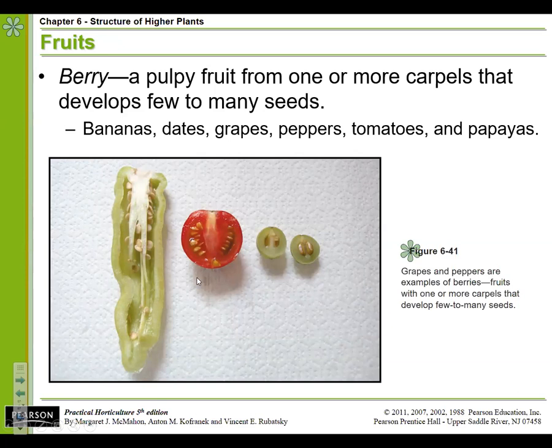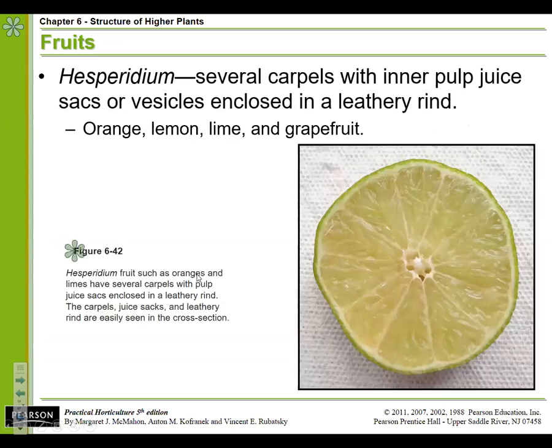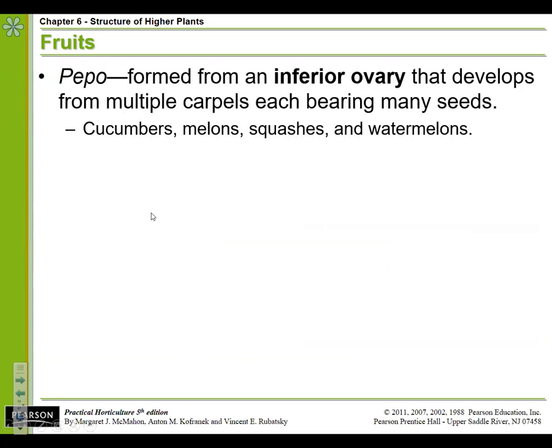So some things that we think of, I mean, you wouldn't think of it as being classified as a berry, like a tomato, right? But botanically speaking, it's a berry. A Hesperidium is a unique fruit, and mostly they're in the citrus family. They have several carpels, so each of these sections here is a carpel, and the inner pulp is in these juice sacs that are enclosed in some sort of leathery rind. So oranges, lemons, limes, grapefruits, etc., are Hesperidiums, botanically speaking.